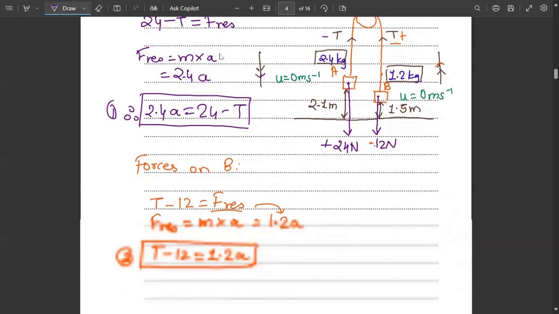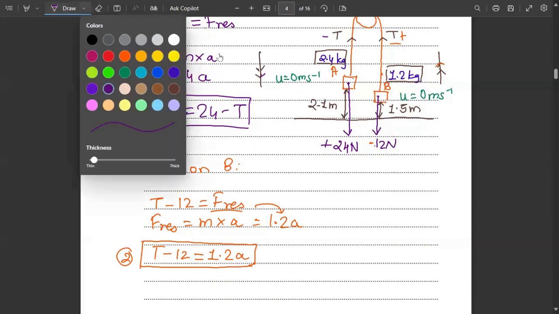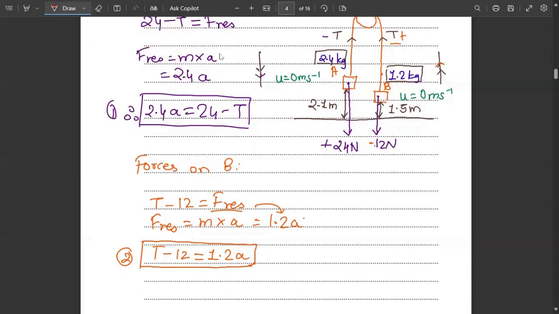Yeah. So now let's equate the first and second equations. First, I'll write everything together. So the first equation is 2.4A plus T equals 24. The second equation: I will take this 1.2A there, so I'll get minus 1.2A. This T remains here and this 12 goes there, so minus 12 becomes plus 12.